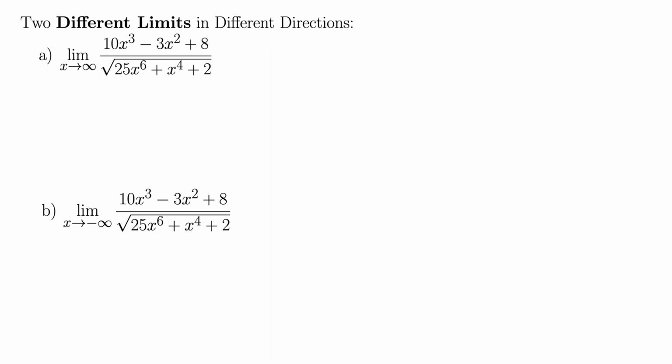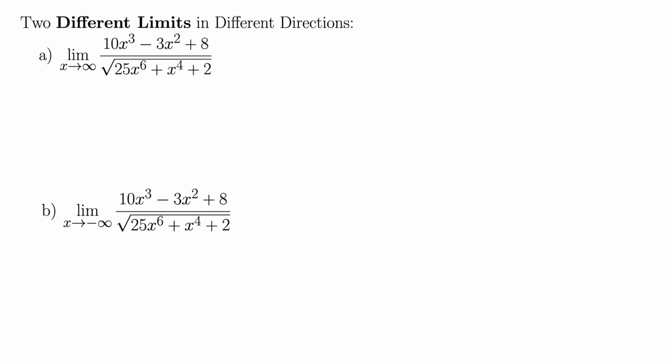This example starts with a single function, (10x cubed minus 3x squared plus 8) all over the square root of (25x to the 6th plus x to the 4th plus 2), a complicated function. The thing about this function is that it has two different limits in the different directions of infinity. So the limit as x goes to infinity, which is part A, is going to be different from the limit as x goes to negative infinity, which is part B.